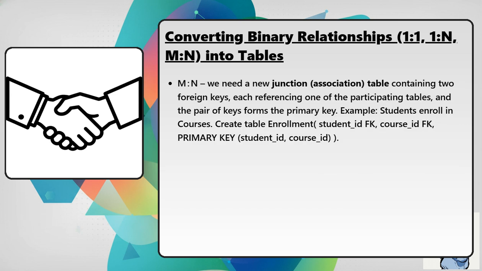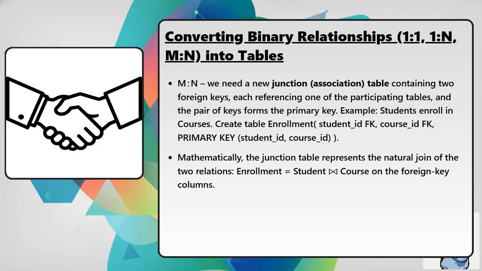Many-to-many: we need a new junction association table containing two foreign keys, each referencing one of the participating tables, and the pair of keys forms the primary key. Example, students enroll in courses. Create table enrollment with student identifier foreign key, course identifier foreign key, primary key (student identifier, course identifier). Mathematically, the junction table represents the natural join of the two relations. Enrollment equals student natural join course on the foreign key columns.